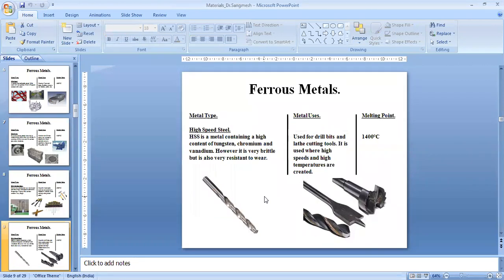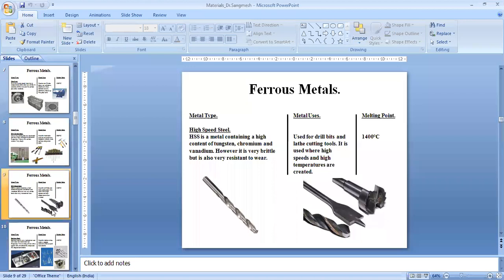Steel is also used versatilely in construction and industrial applications. It is a very tough material and very resistant to wear, and we use it for material removal processes, maybe for drilling as a drill bit or drill tool. It is used very versatilely in industries for material removal processes. The melting point is going to be 1400 degrees Celsius.